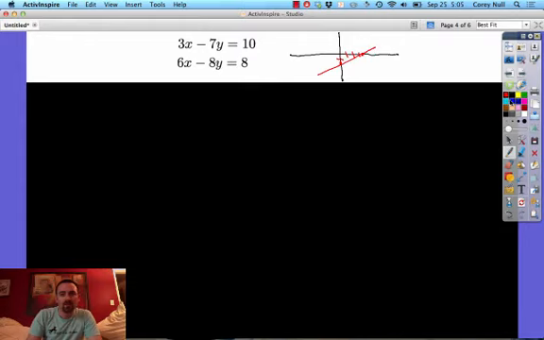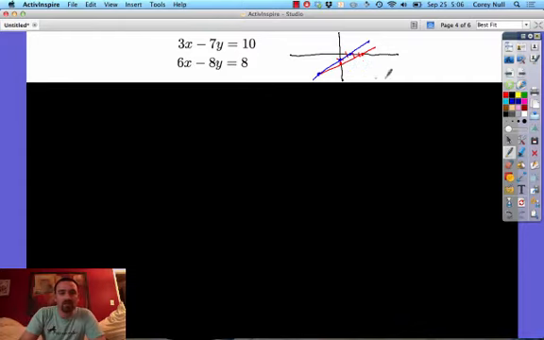My second line, which I'll do in blue: if I let x equal 0, then y equals negative 1, right there. And if I let y equal 0, then x is, again, a little bigger than 1, somewhere in here. So I see that my lines are going to intersect somewhere over here, just to get a visual of where we're going to be looking.